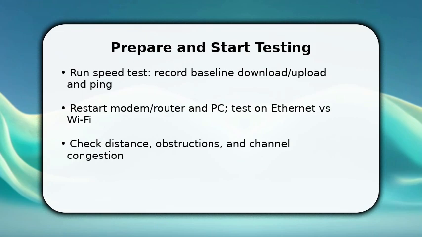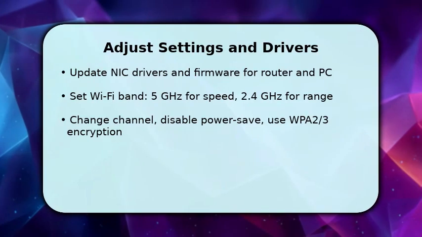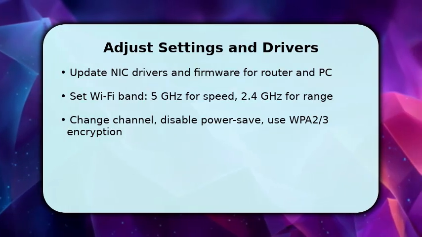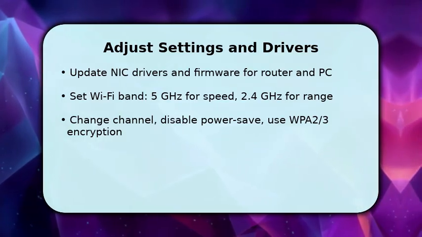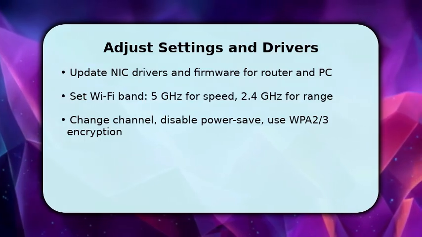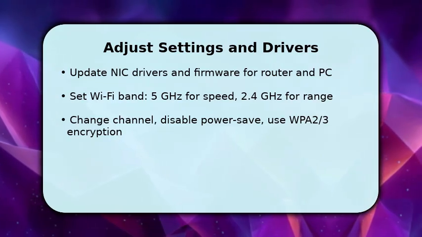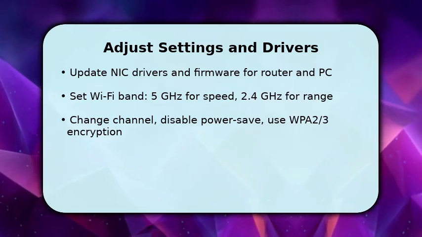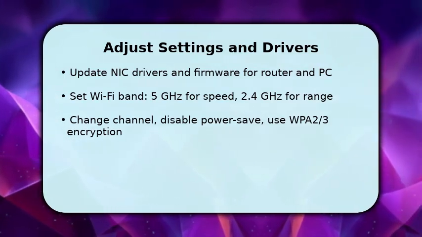Now you tackle the device and configuration layer. Update your PC's network adapter drivers and your router firmware. Newer code fixes performance bugs. Then choose the ideal band. Pick 5 GHz for faster throughput when close, or 4 GHz for range. Change the channel to a less crowded one, disable adapter power save settings so the NIC runs full speed, and ensure WPA2 or WPA3 is enabled to avoid slow open networks that throttle connections.